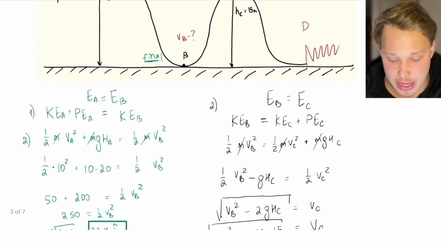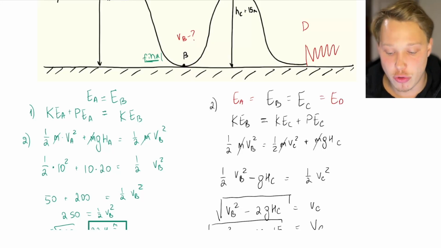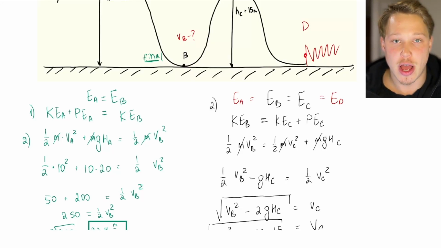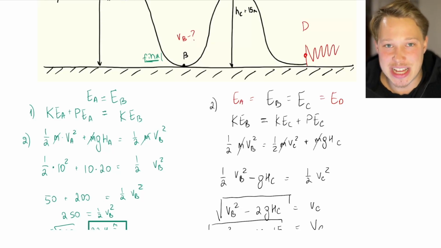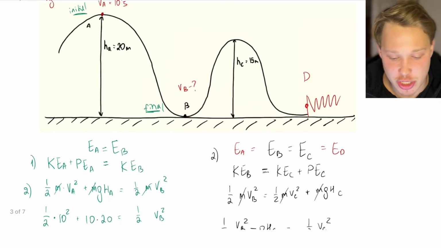Again, we can say that energy at A is equal to energy at B is equal to energy at C is equal to energy at D. So energies at all of these points, including when the roller coaster is being stopped all the way by a spring, are equal to each other. So we can set any two energies equal to each other.